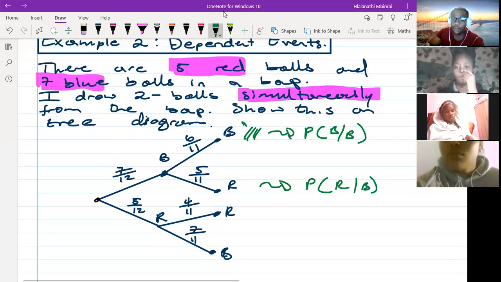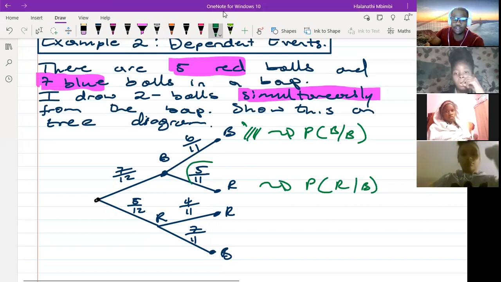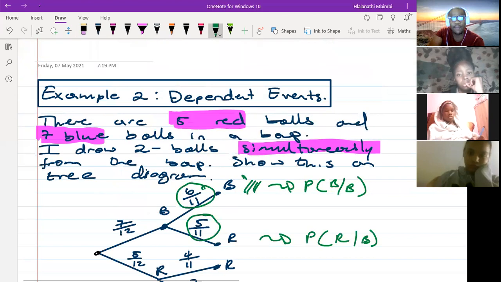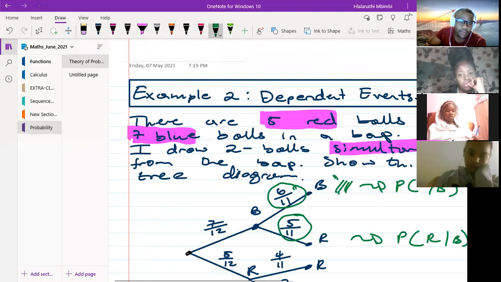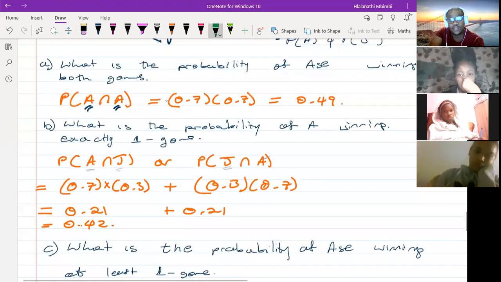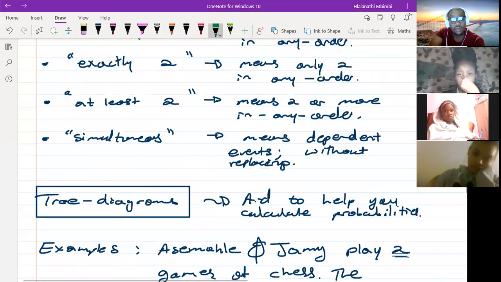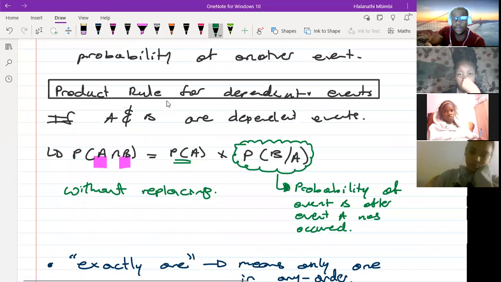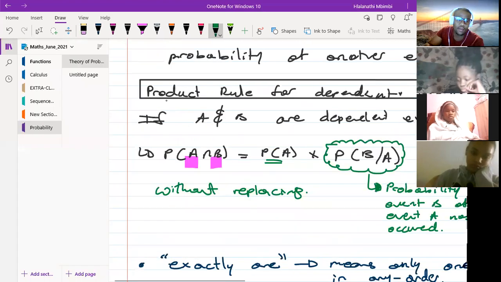I'm just talking about this part. If you were ever wondering what was happening when I was giving this formula, B given that A has happened, that was the idea of conditionality. I was referring to what is going on here now.